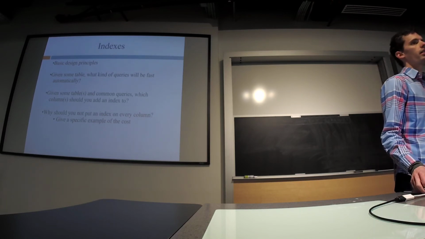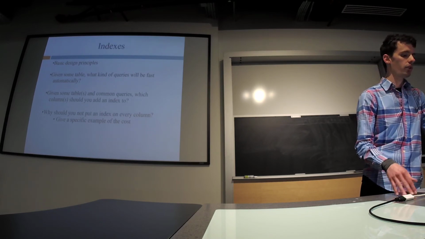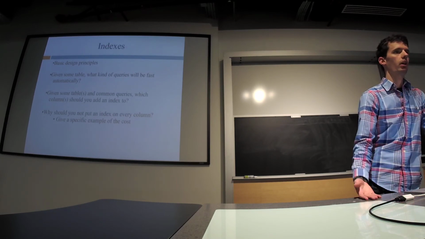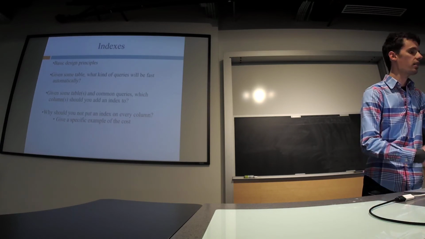And then starting to get into some specific examples, just think back to homework 7. If I give you some table, what kind of queries will be fast on it? What kind of index would you add to make those queries fast? Things like that.